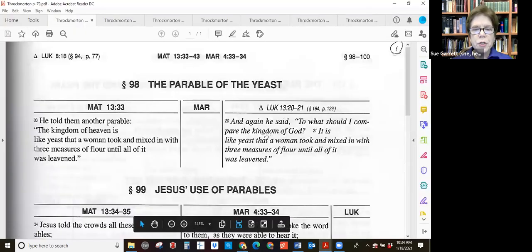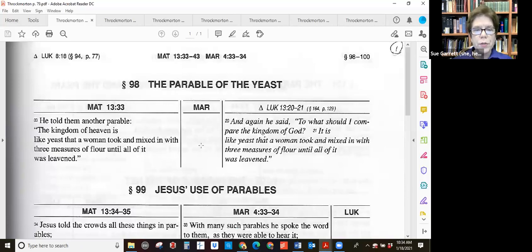Okay, so here's page 79, and you can see that you've got Matthew and Mark. Mark doesn't have a parallel, so there's nothing there. But Matthew is in boldface. Luke is in italic non-boldface font. That tells you that Throckmorton is not presenting this in the Lucan order.